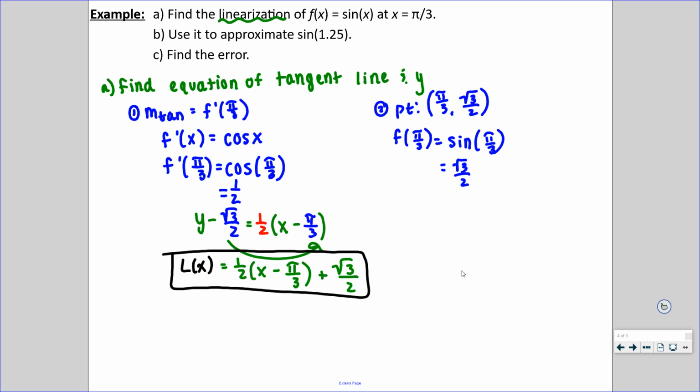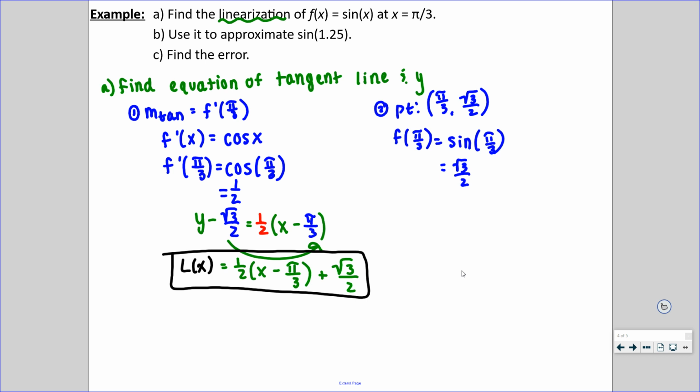So when they ask you to find the linearization, you're really just finding the equation of the tangent line, for which you need the slope and a point. And then the only thing to do to make this a linearization is rewrite it as L of x. It's just a notation thing, and then solve it for y.